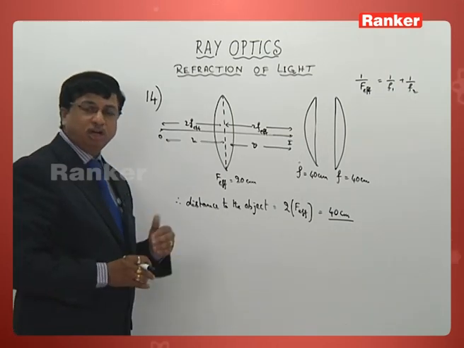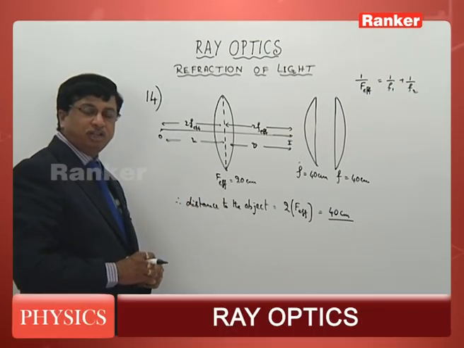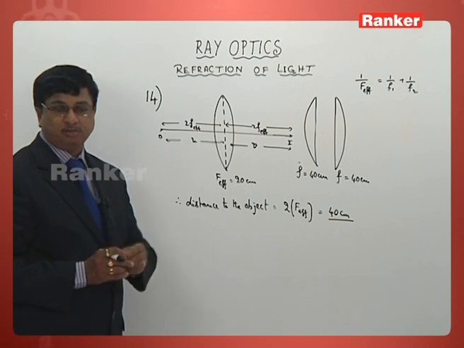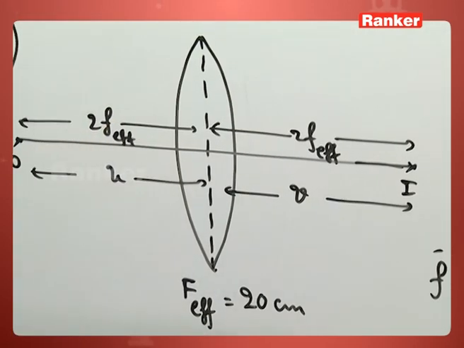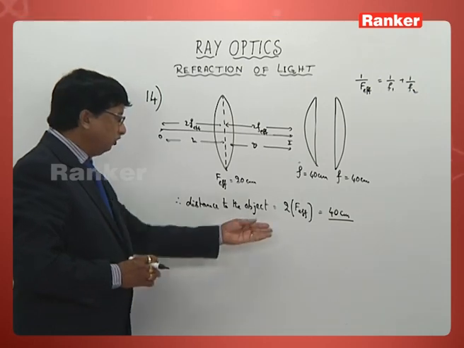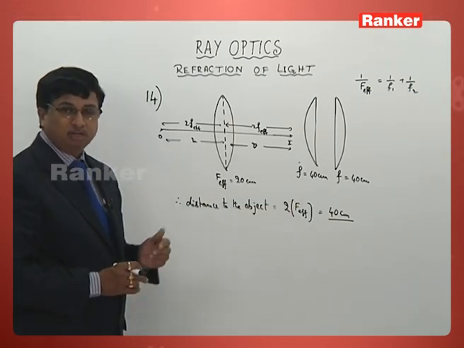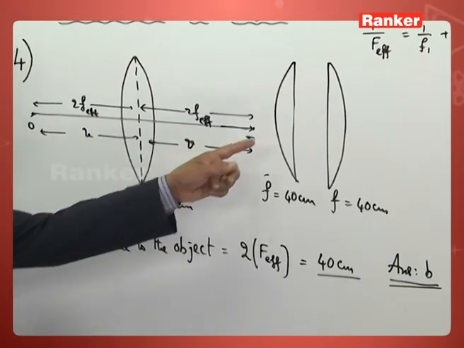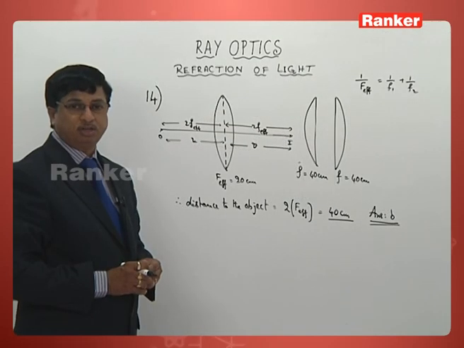So where should you keep the object from this lens so that the image formed over there will have magnification unity? That is the question asked, and the distance is supposed to be equal to twice the effective focal length, which of course comes to 40 centimeter in this problem. And this answer is given as the second option in the problem. So we can say the correct answer for this one is the second option, which is 40 centimeter according to the calculated value. So this is the method you have to adopt, and you need to remember that formula for the combination of lenses.